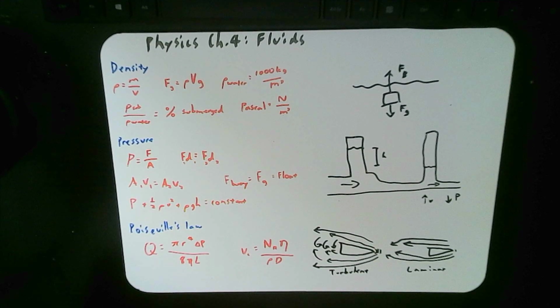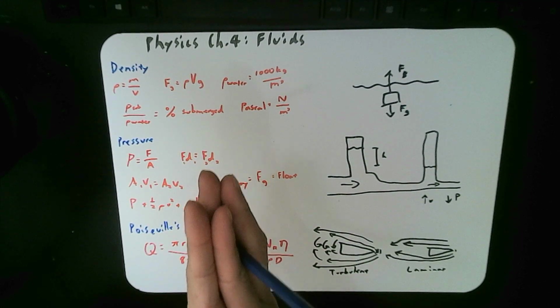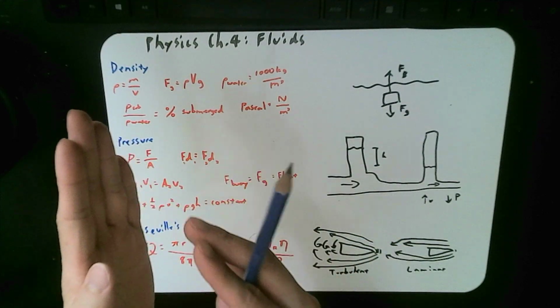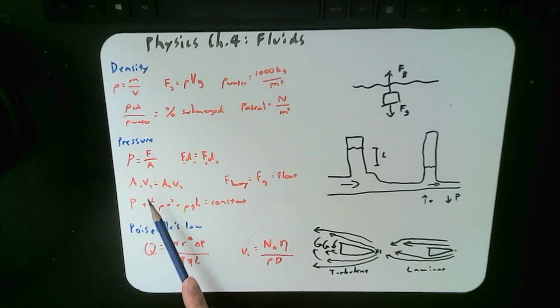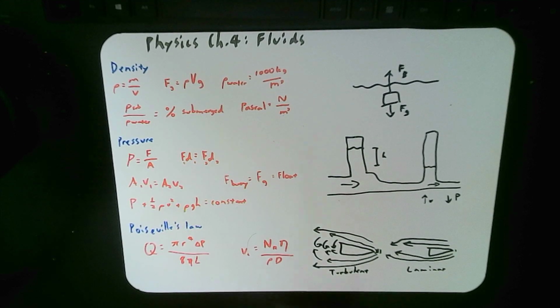Now, we also have the continuity equation: A1, the cross-sectional area of the tube at place 1, multiplied by the speed of the fluid, V1, should equal A2 V2.